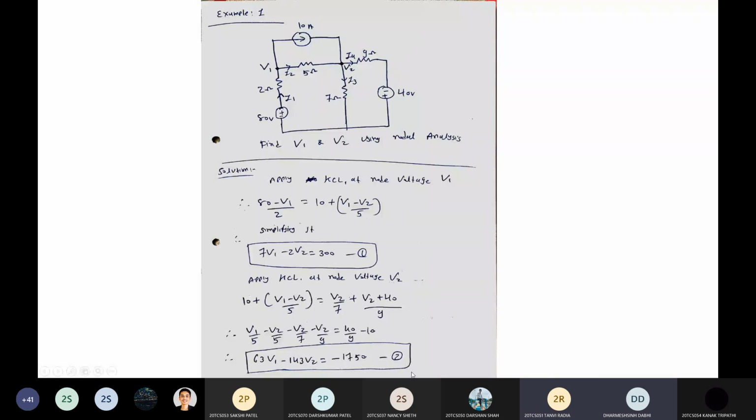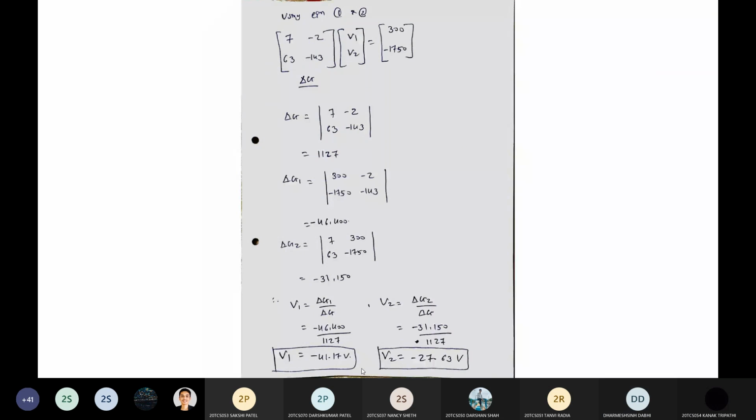Everyone gets equations 1 and 2, same as I get. First let everyone complete V1 and V2, then we go ahead. All of you clear this equation number 1 and 2? Yes, sir. Then after that write down these two equations in matrix form. I have written it here, you can see: 7 minus 2, 63 minus 143, V1 V2, right hand side 300 minus 1750.